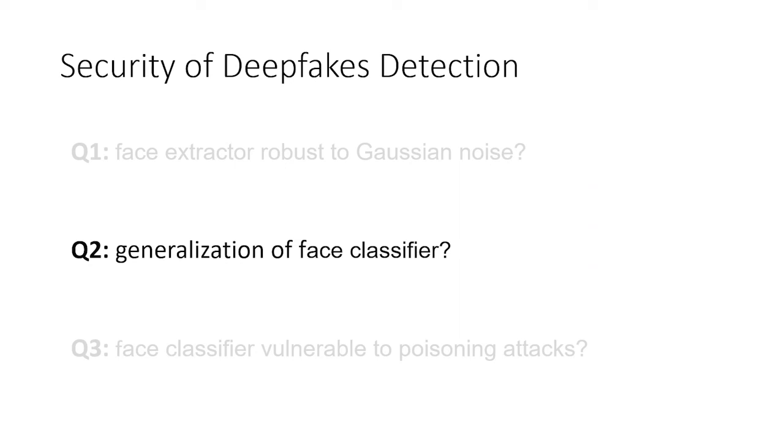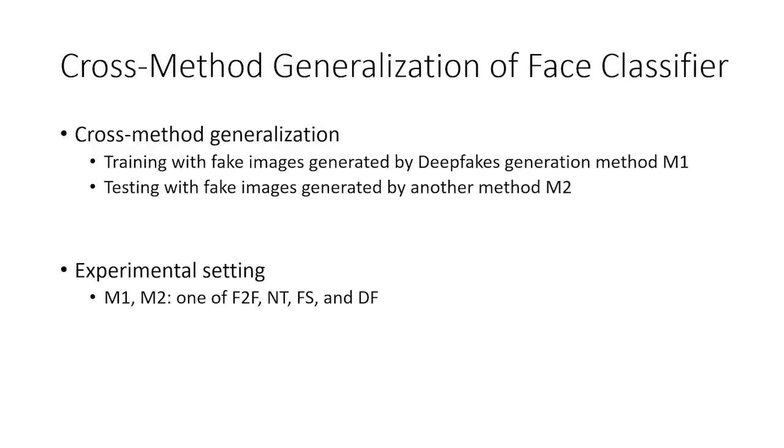Next, we come to our second question. Can face classifiers generalize well? To answer this question, we studied the cross-method generalization of face classifiers. Specifically, we trained the face classifier with fake faces generated by Deepfake's generation method M1, and then we tested this face classifier with fake faces generated by another method M2. In our experiments, we select one method from F2F, NT, FS, and DF as M1, and one method as M2.